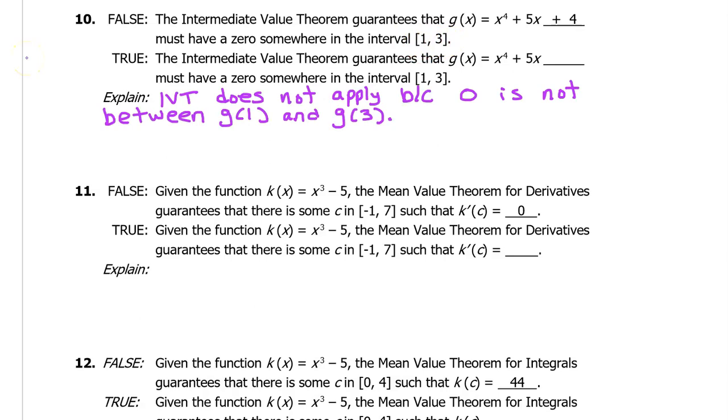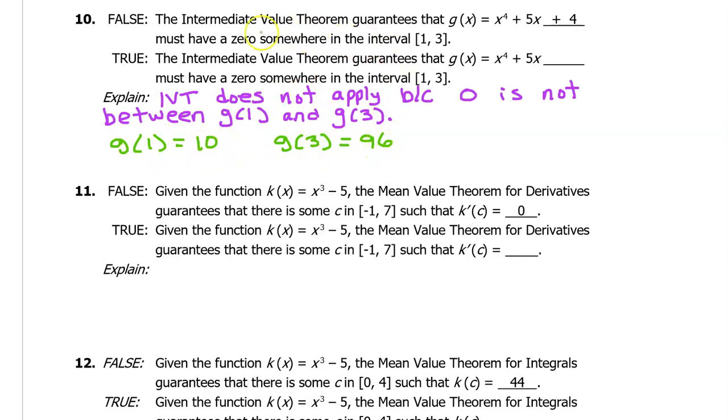The problem is that the intermediate value theorem does not apply because 0 is not between g at 1 and g at 3. If you plug in 1 for all of the x's, you get 10. If you plug in 3 for all of the x's, you get 96. So the intermediate value theorem guarantees that a continuous function g will hit every y value between 10 and 96.